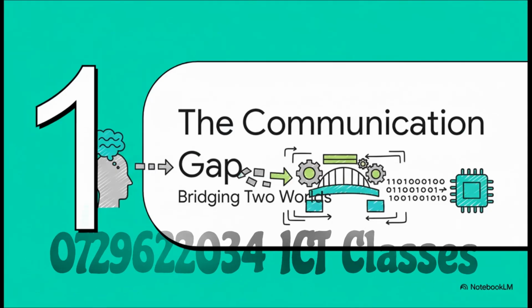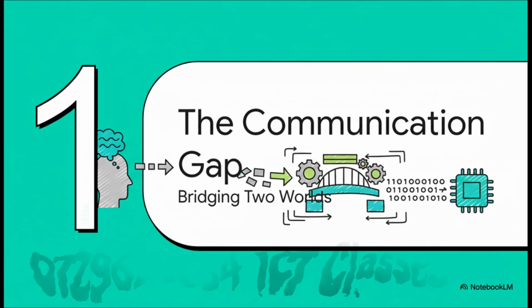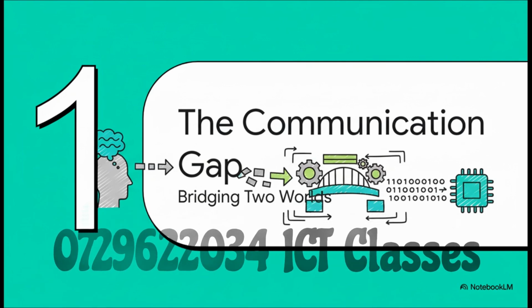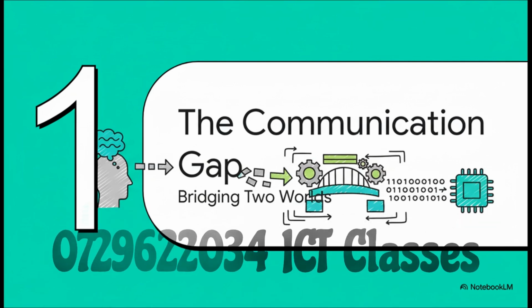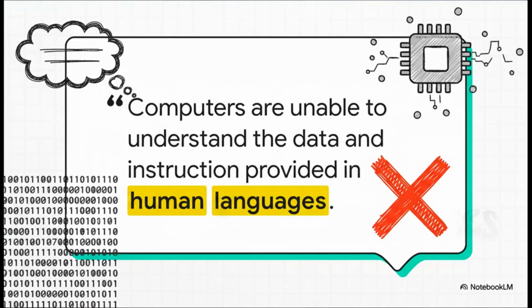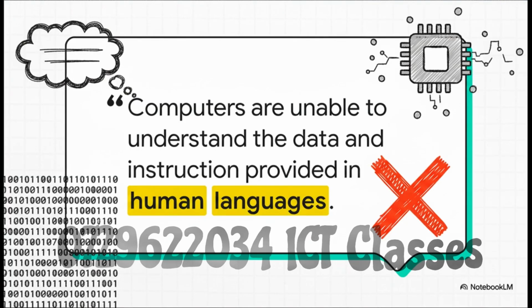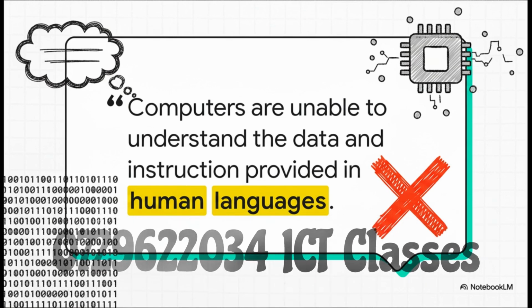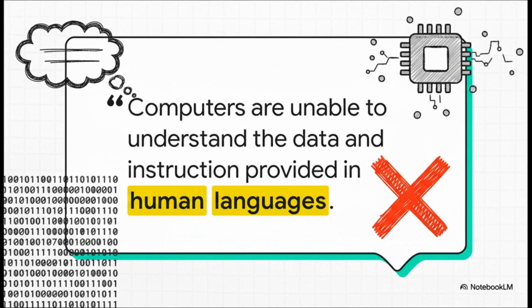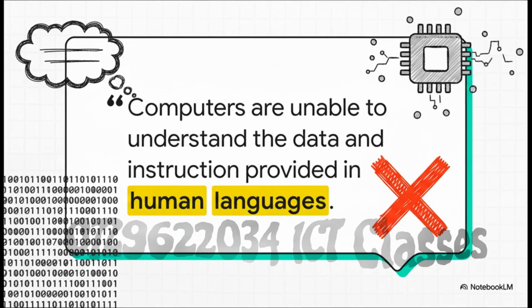To make all this work, we have to bridge what you could call a communication gap. We need a translator, right? A system that can take our instructions and turn them into something a machine can actually understand and, well, do something with. And this really is the fundamental barrier. It's stated right here, crystal clear. Computers are unable to understand the data and instruction provided in human languages. It doesn't matter how smart they get, you can't just talk to them like you would a person. We have to have that translator.